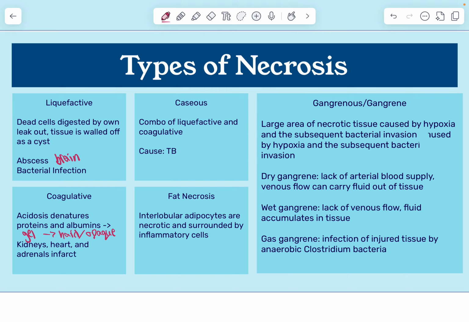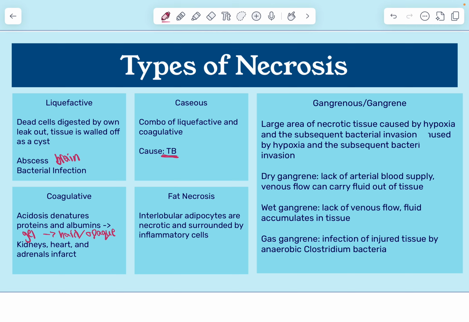The next type is caseous, and this is a combination of liquefactive and coagulative necrosis, and one common cause of this is tuberculosis. So when this happens, the dead cells disintegrate, but the debris isn't completely digested, so the tissue will become soft and granular.